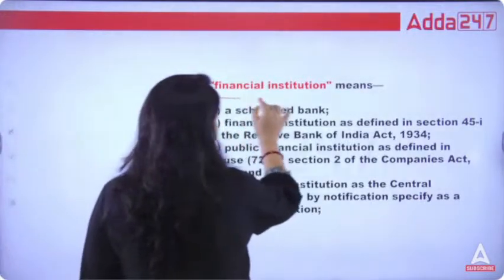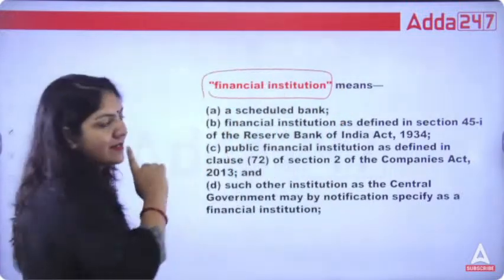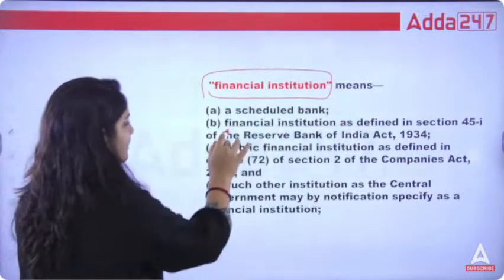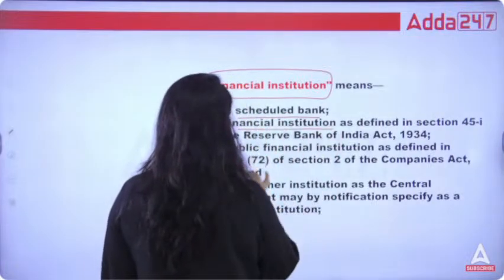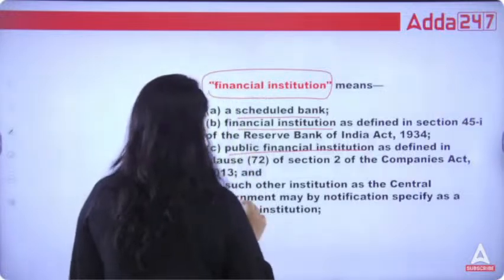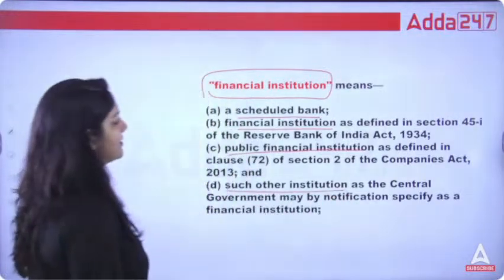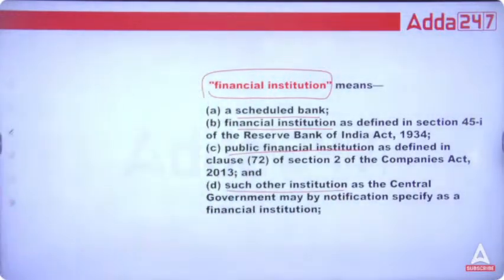Financial institution, that is also an authority from which we demand money. So it includes scheduled bank, financial institution, public financial institution and such other institution. That is your definition of this one.